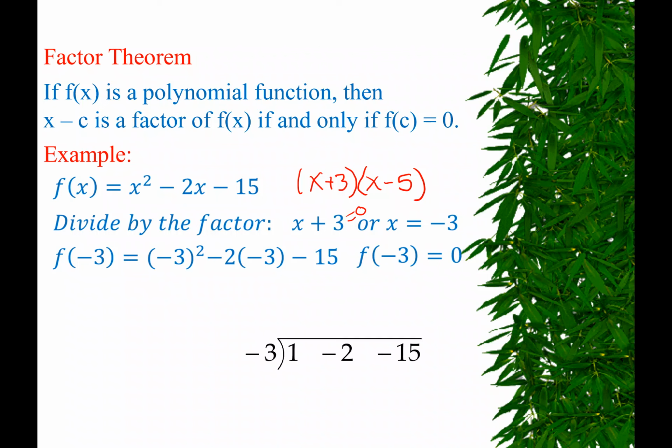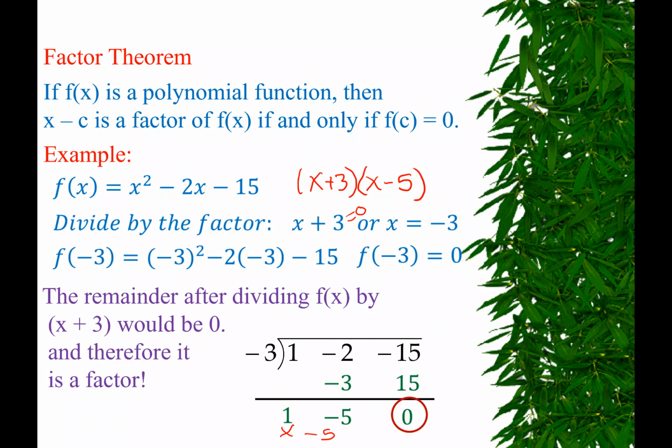Or if I do synthetic division, again, bring down the 1, multiply the 1 and the negative 3, add them, multiply, add, you get a 0, and this is our x minus 5 here that's left over. That 0 tells us indeed the x plus 3 was a factor.